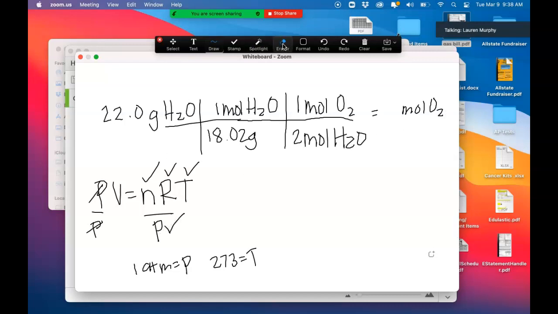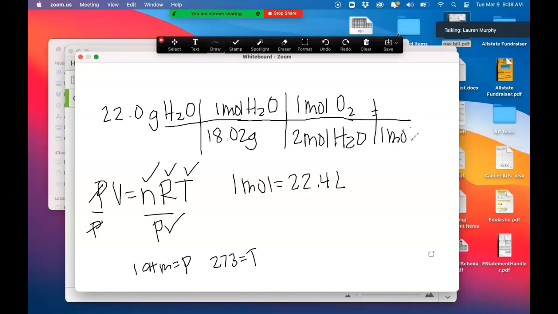The other way is if you recognize you're at STP, you can turn moles into liters using that molar volume. 1 mole of any gas at STP occupies 22.4 liters of space. So you could just do this: 1 mole is 22.4 liters. It's kind of like a shortcut way. You only get to do this if you are at STP. If you are not at STP, the ideal gas law would be your only option. So basically, you'll never go wrong using the ideal gas law.